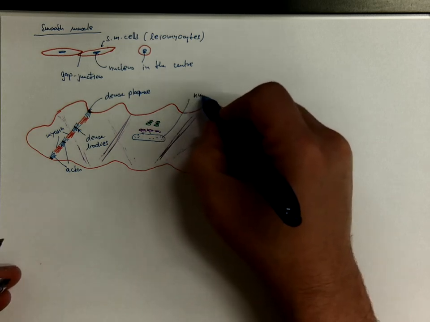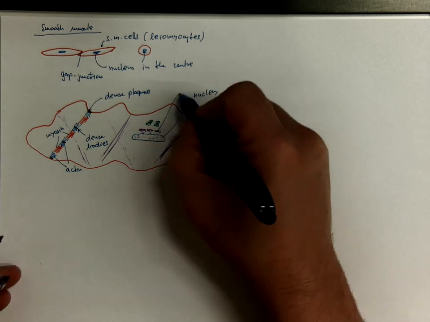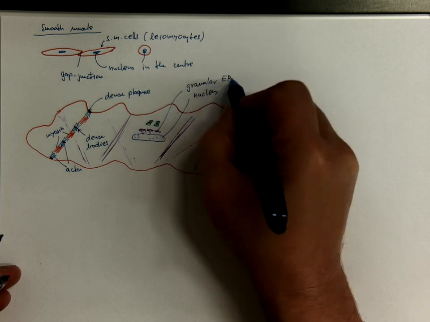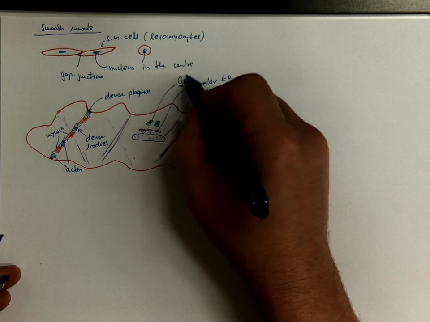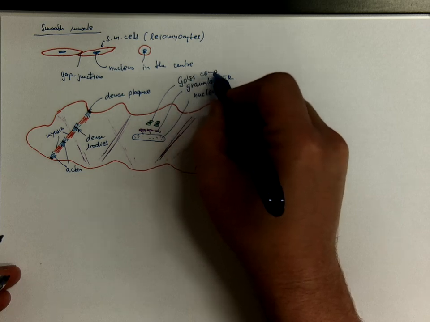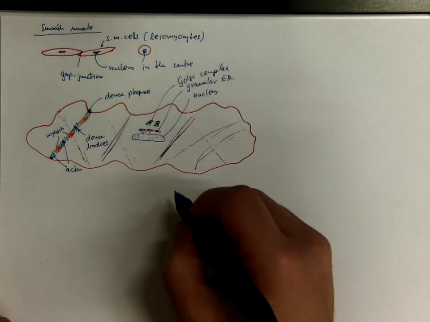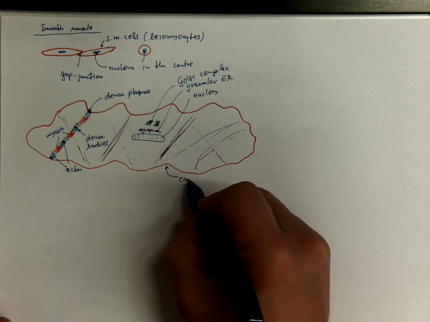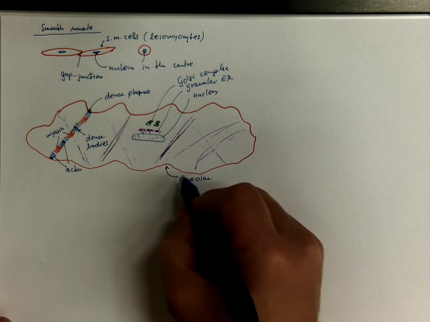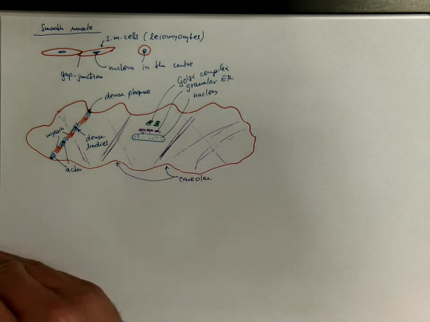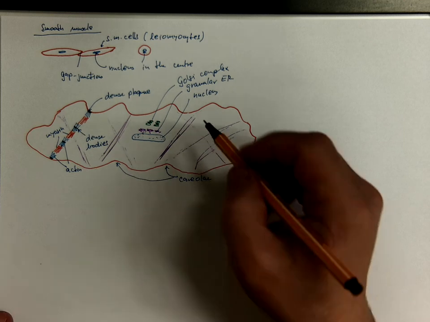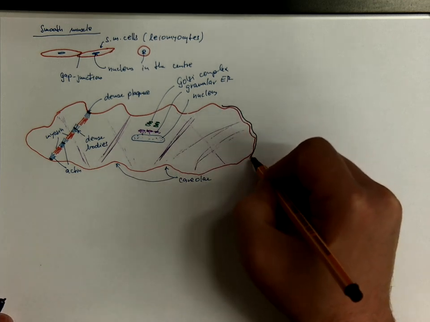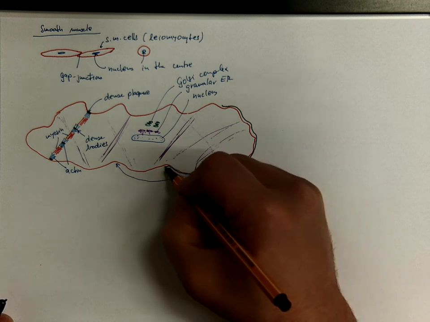So this is the nucleus. This would be the granular endoplasmic reticulum and the Golgi complex. These invaginations are called caveolae, and the whole cell is surrounded by the basal lamina.